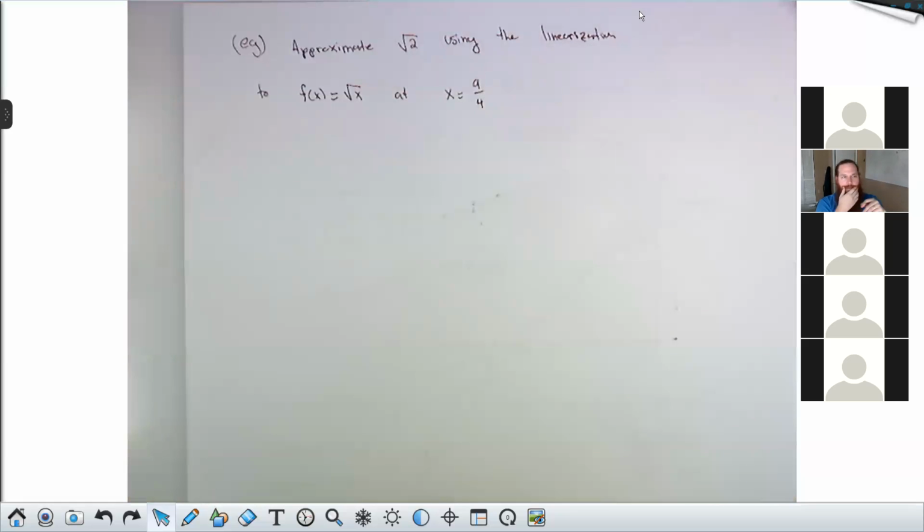Now 9/4 is a perfect square. It's easy to take the square root of 9/4. And 9/4 is also pretty close to 2, right? 8/4 is exactly 2.